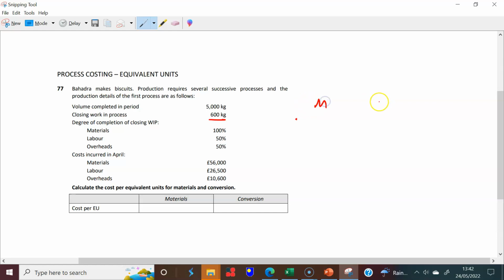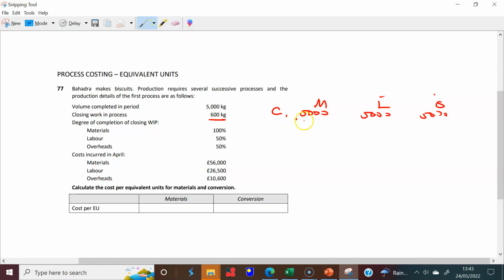You have materials, labor, and overheads. I'm just going to break them up. Although this question does ask about conversion, which is the combination of labor and overheads, because they're both 50% it works, but I'll just do it the long way around. So in effect, we have completed units and we have work in progress. We know we have 5,000 completed units, at 100%, right?